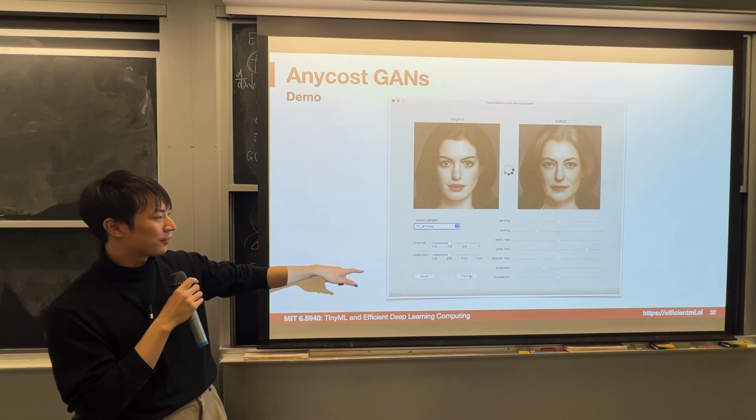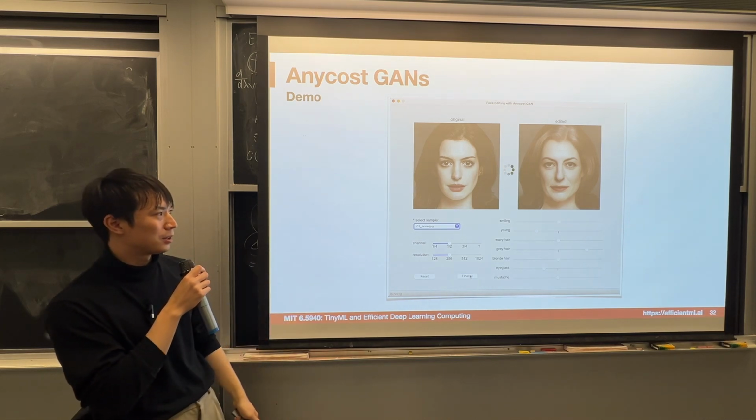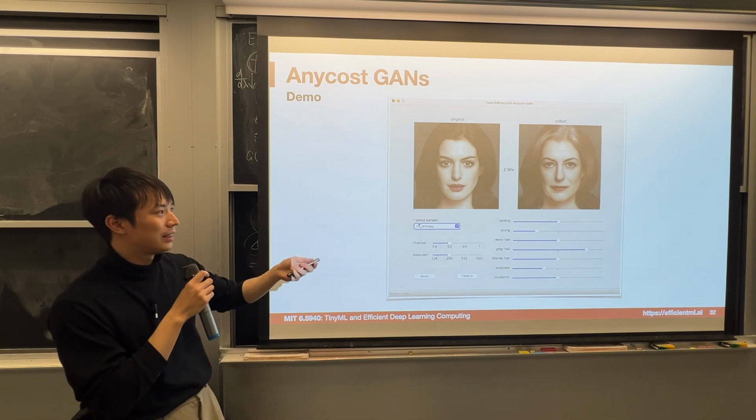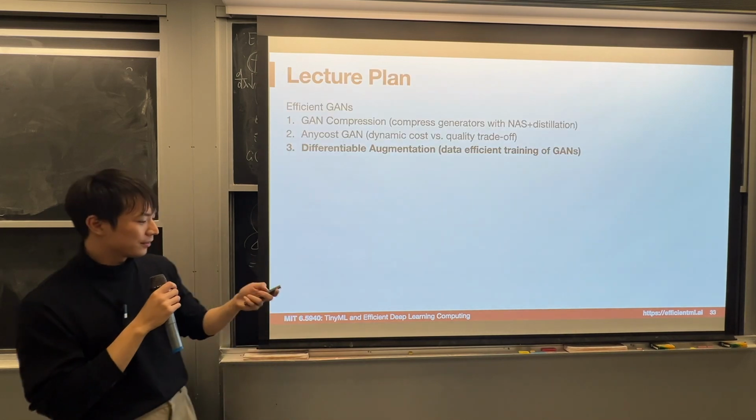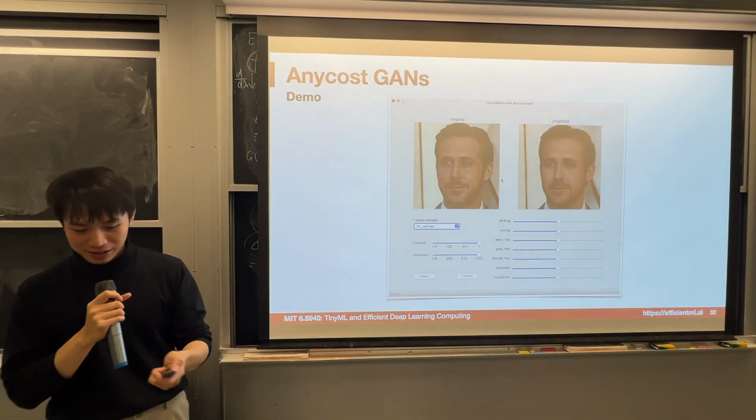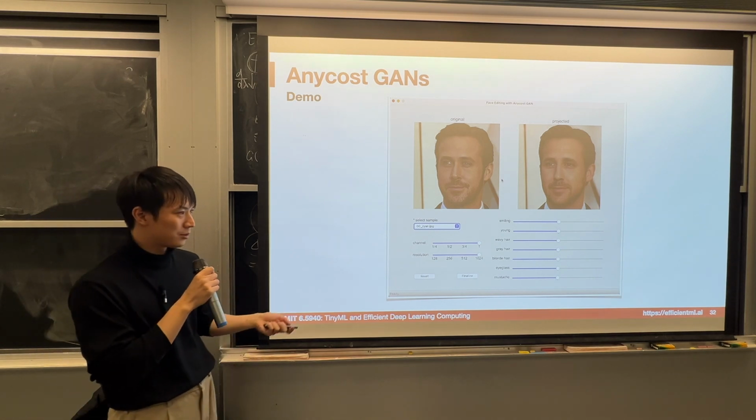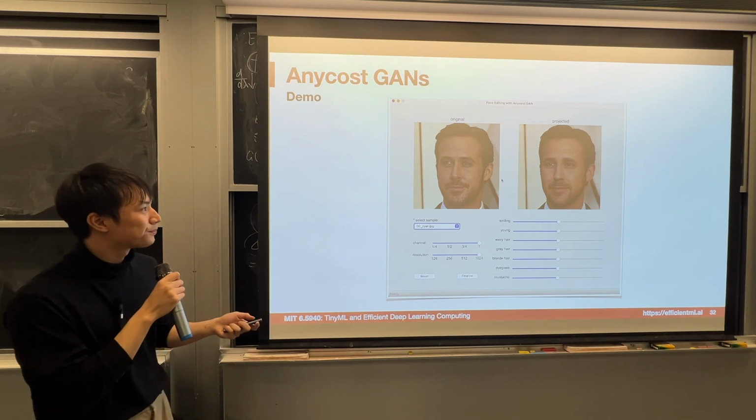And after we finalize, we can click it to generate high resolution outputs, which are more clear with more details. Yeah, so this is the rough idea of how we can use a dynamic cost GAN model for image editing to make it more interactive.